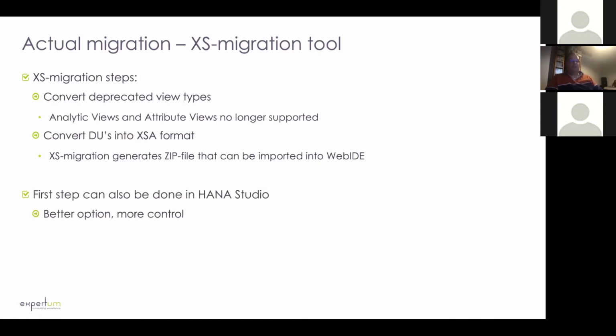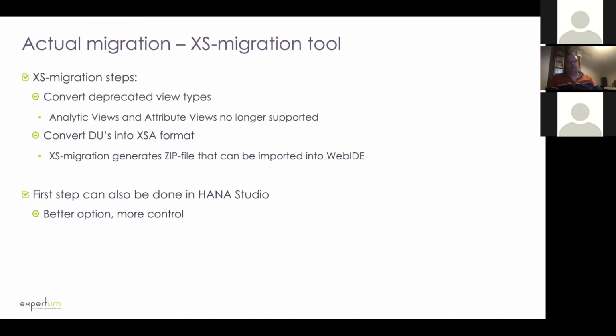The first step can be done in HANA Studio as well. If you still have analytic views and attribute views, there is a migrate option in HANA Studio. If you're in the modeling perspective, there's a migrate option on the right, and this helps you to migrate your analytic views and attribute views to calculation views. It also helps you with your analytic privileges to create SQL-based analytic privileges instead of XML-based.